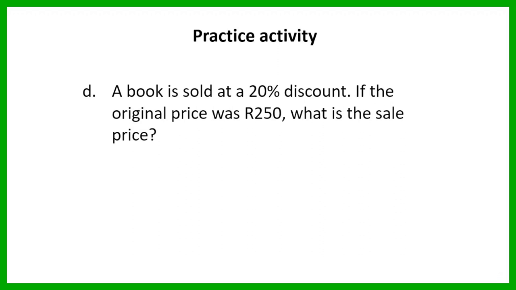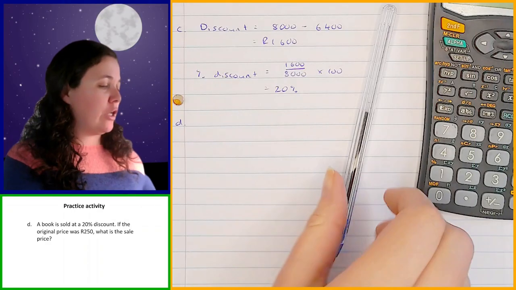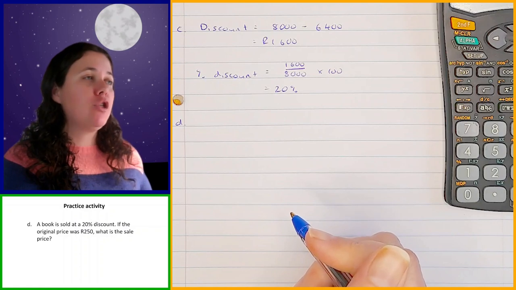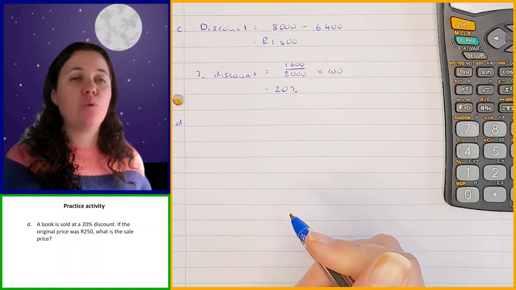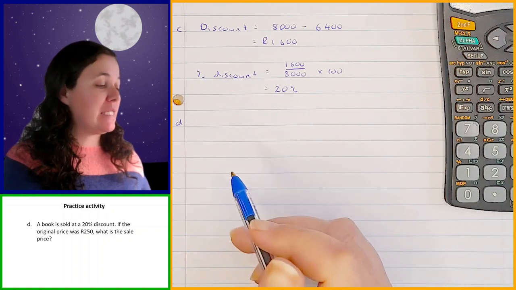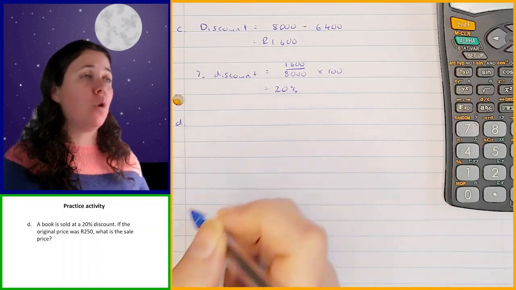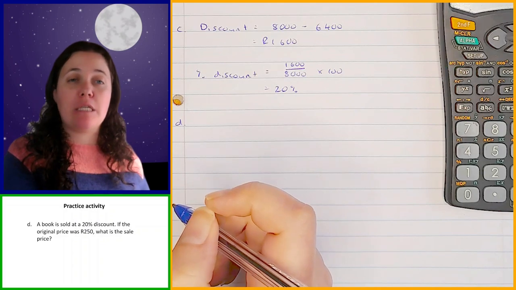Okay, you should be done with that, so let's go through that example. In question D, we know that the discount is 20% and that the original price was 250 Rand. We need to know what the sale price is. This is very similar to what we had in question B, where we need to work out what the price is after the discount has been subtracted.